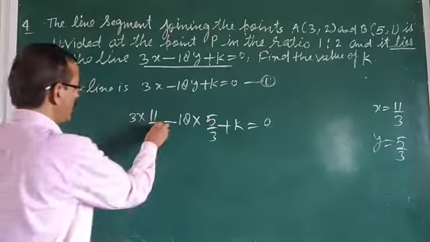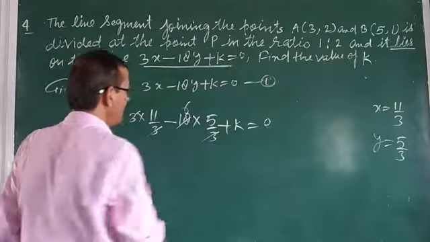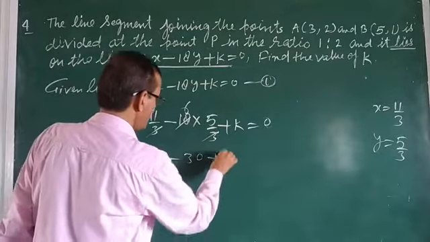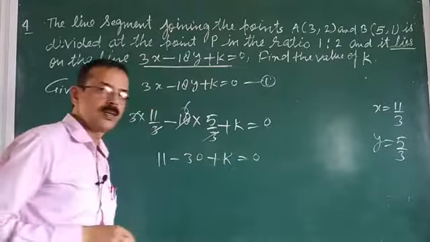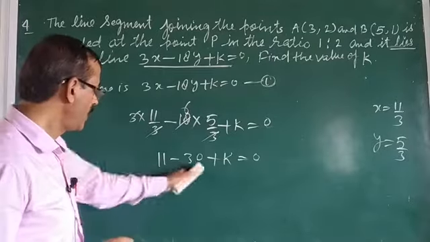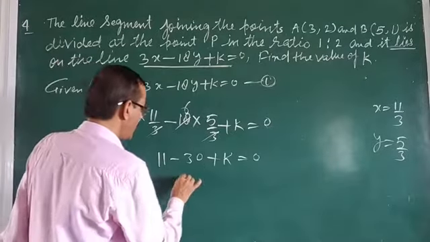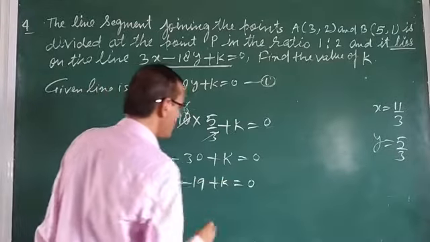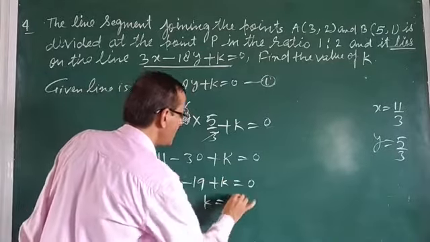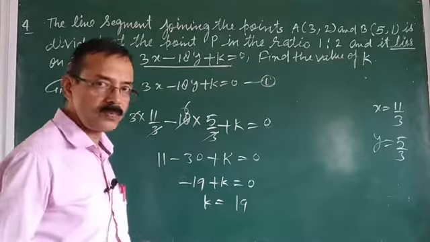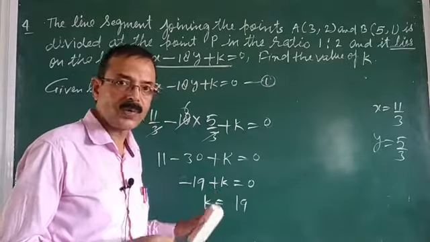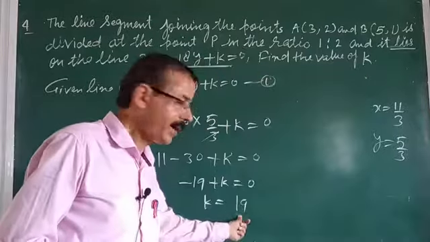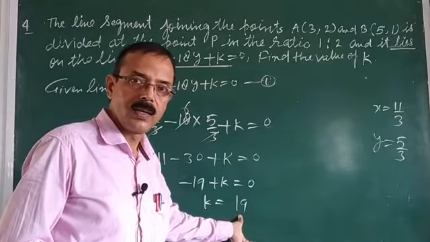Now 3 and 3 cancel. 3 sixes are 18. 11 minus 30 plus K is equal to 0. Now 11 minus 30, what will that be? Minus 19. Minus 19 plus K is equal to 0. What is the K value coming? On transposing, it will be 19. K came 19. What was our target? Find the value of K. So K came 19. Clear?